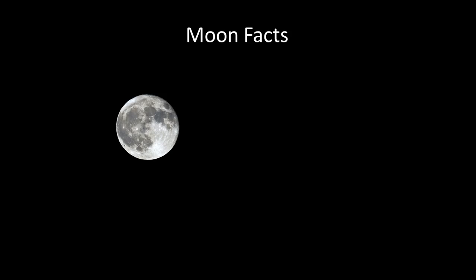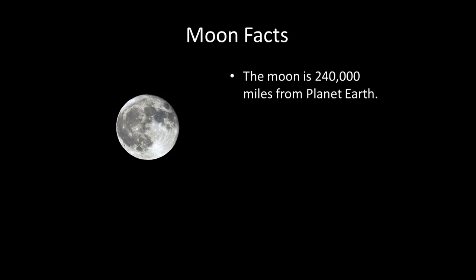Some interesting facts about the moon. The moon is 240,000 miles away from planet Earth. That's a really long way. The moon rotates counterclockwise. That means it goes in the opposite direction that the hands on a clock would move, for those of you that were wondering.